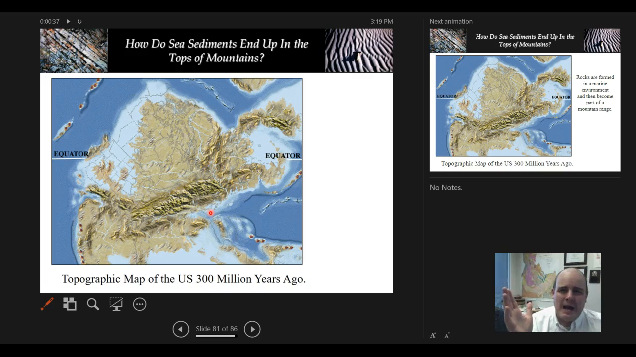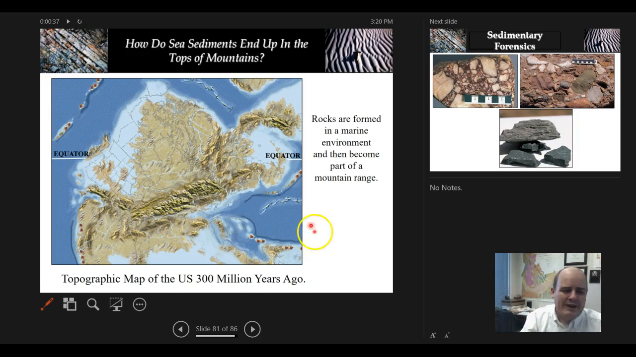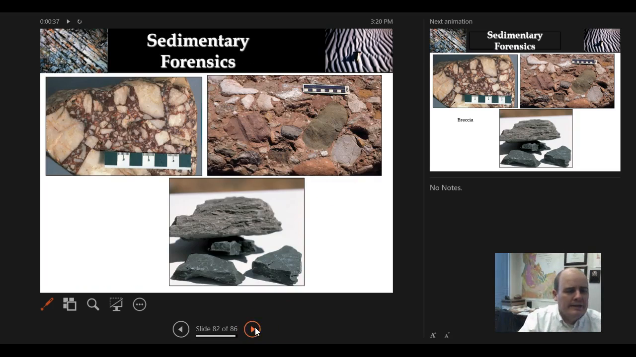Well, how does that happen? Did we have an ocean that tall at one point? No, we didn't. What we used to have is a shallow sea that, because of plate tectonics, got pushed up into the mountain on the top, right? So these are formed over time in these marine environments, and then they become part of this big mountain range. Okay? So, good examples.